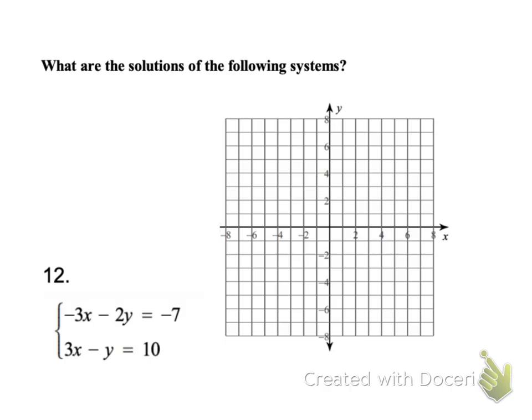Number 12. So number 12, our first line, I'm going to do in pink here. -3x minus 2y equals -7. I need to put that in slope-intercept form, so I'm going to add 3x, -2y equals 3x minus 7. And then I'm going to divide by -2.